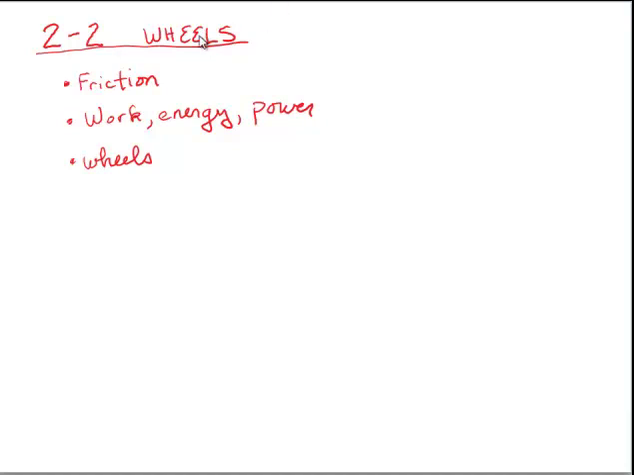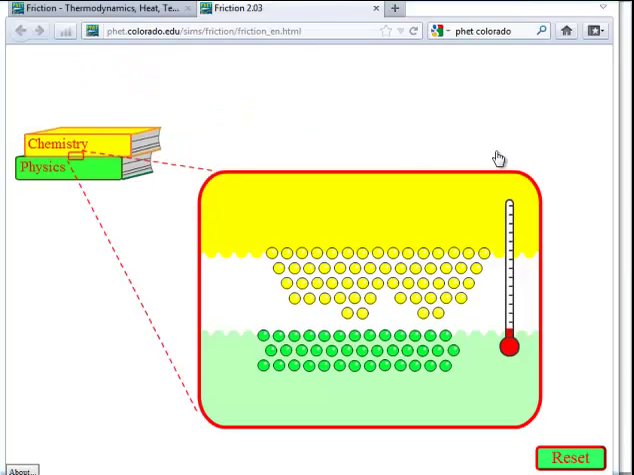This video is about section 2-2 of your book, which is about wheels. But the thing is, to understand how wheels work, we need to understand a lot of other different factors. Those include friction, work, energy, and power, and all of that leads to wheels. So I want to start by explaining friction using this simulation.